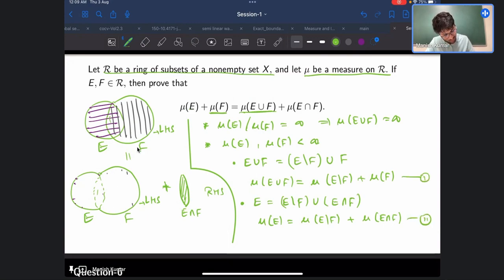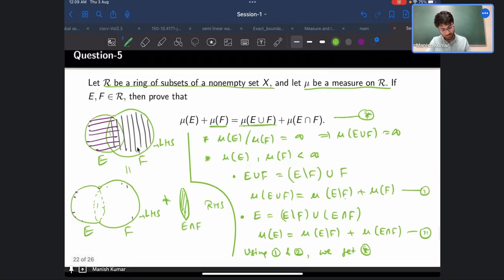Now you just substitute the value from here to here, or from here to here. So combining using 1 and 2, you will get star. That is trivial to check. Suppose from here you want to get mu of E minus F, that will be mu of E minus mu of E intersection F, which you put here, then minus mu of E intersection F will be thrown on the left hand side, so you will get this thing. So this was with measure, and this is what we got.